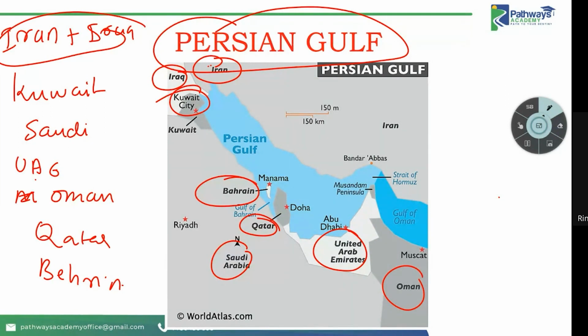And the most important thing is Yemen does not have any border with the Persian Gulf. UPSC will give Yemen as an option, so please write it down. Yemen is not bordering the Persian Gulf. UPSC will definitely give Yemen as an option. Yemen does not come.